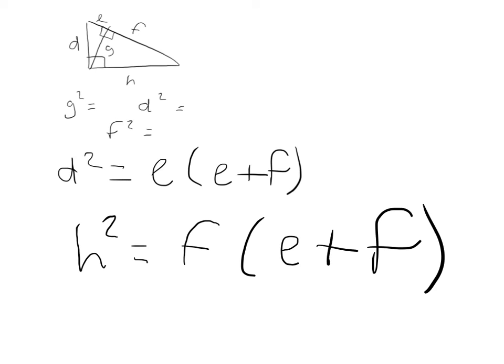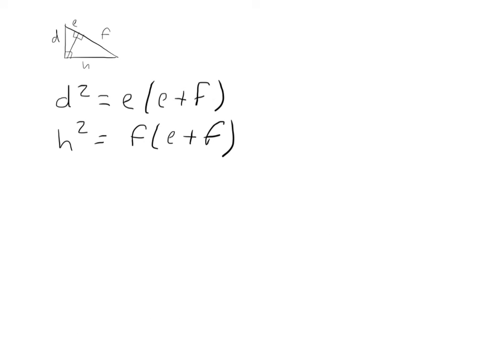And finally, the third formula you want to keep track of in this figure is actually the easiest. I think it's the T formula, if you will, and that is G squared equals segment on hypotenuse times segment on hypotenuse.